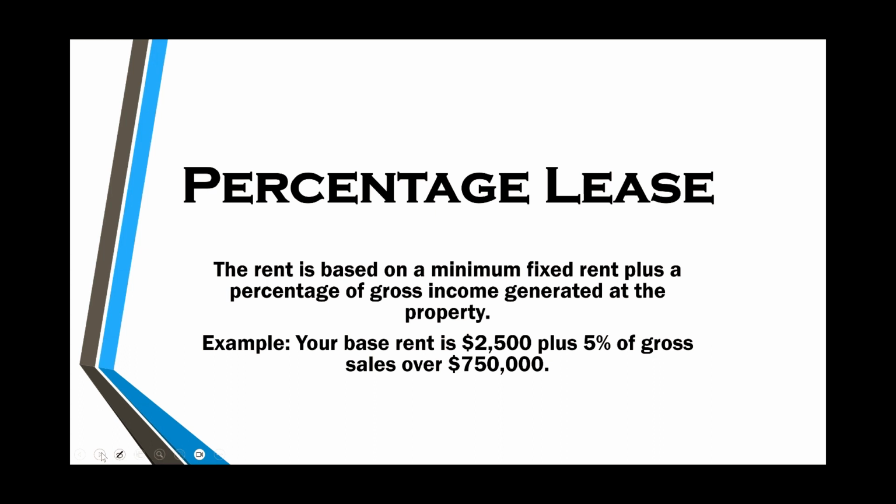So for example, you make a million. So 1 million minus 750 is 250,000. And then you would pay the landlord 5% of the $250,000 in addition to your regular rent. At the end, I have a question we'll go over with that.